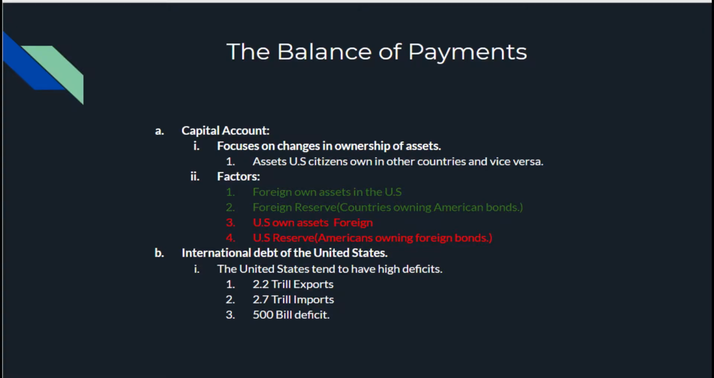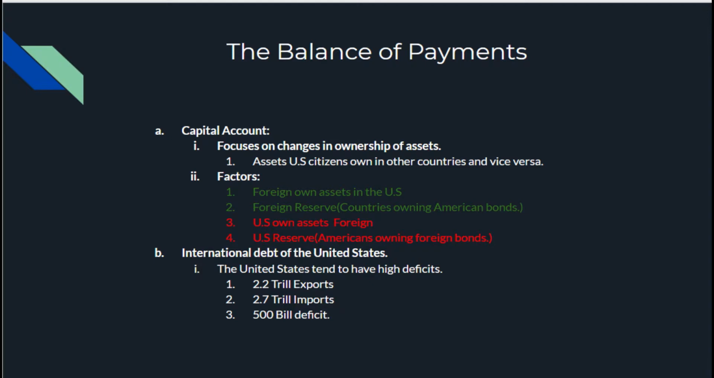The capital account. The capital account focuses on changes in ownership of assets, assets of either U.S. citizens or foreign citizens owning different assets in countries that are not their own. The factors include foreign-owned assets in the United States, the foreign reserve, which is countries owning American bonds, U.S.-owned assets in foreign countries, and then U.S. reserves, Americans owning foreign bonds.